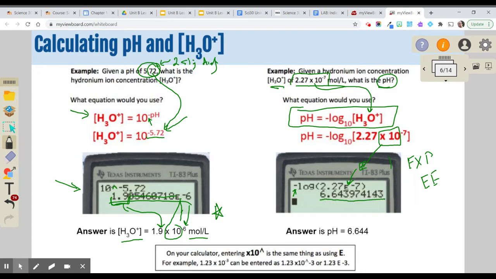This is your pH. Now, how many significant digits are we going to need? Well, we go back to our initial question, and we see 2.27 times 10 to the negative 7. This is a concentration, so all of these numbers count as significant. So 2.27, that's 3 significant digits. So if we want to have 3 significant digits in a pH, that means we need 3 decimal places. The next number is a 9, so we need to round up our 3. So 6.644 is our pH. Remember, pH has no units.